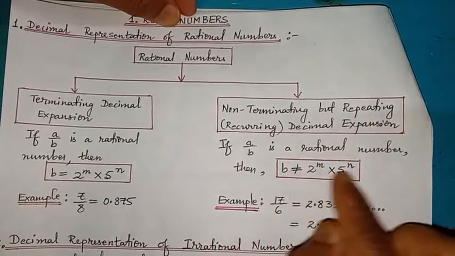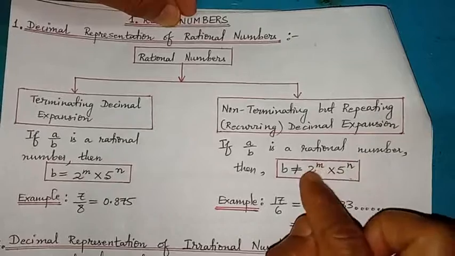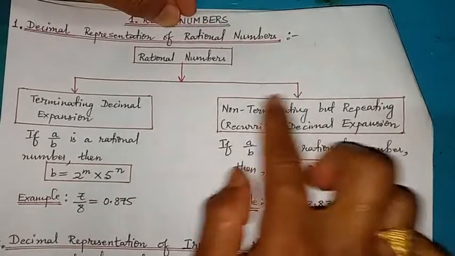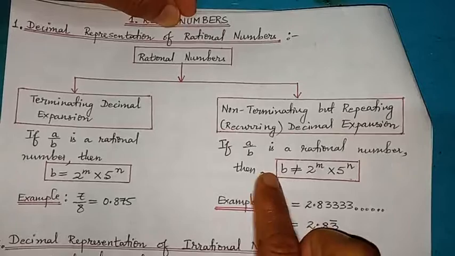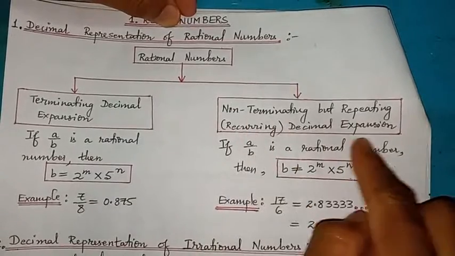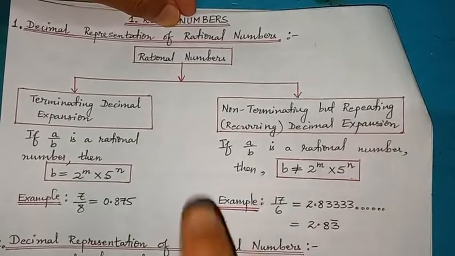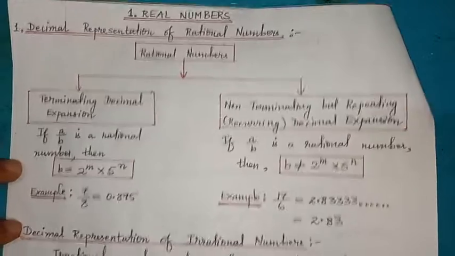If b is not of the form 2 to the power m into 5 to the power n, then that rational number, if you divide numerator by denominator, will have a non-terminating but repeating decimal expansion. I've explained this in the previous video also with these two examples.